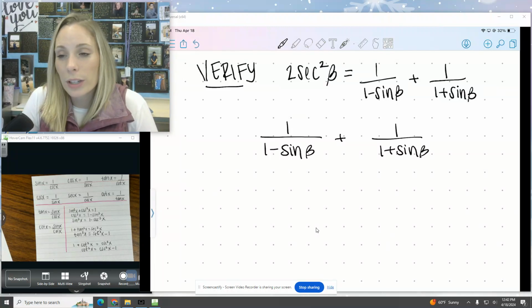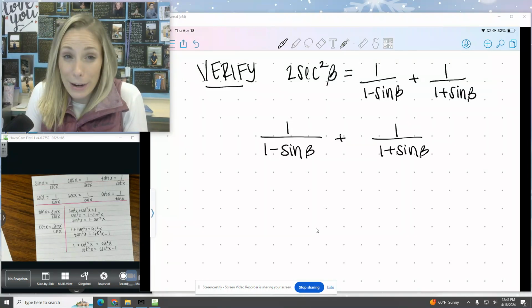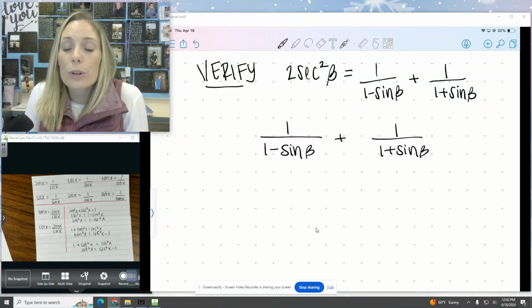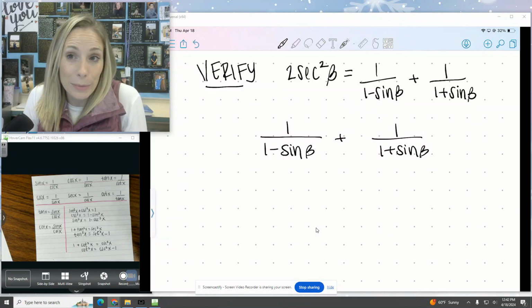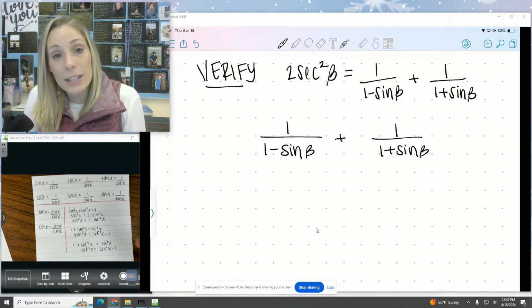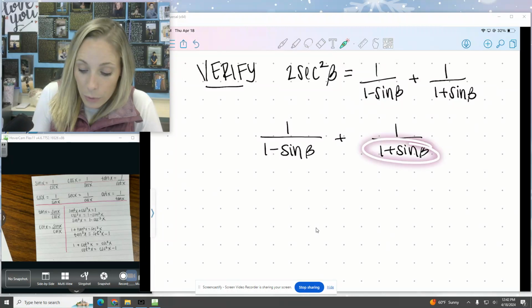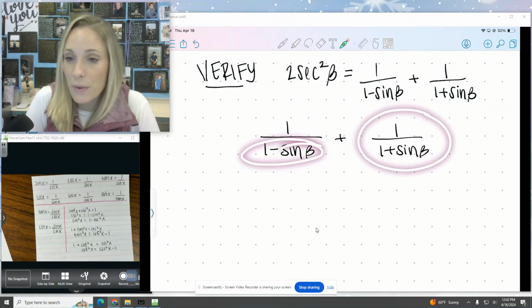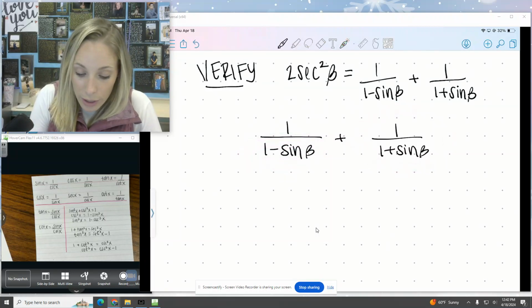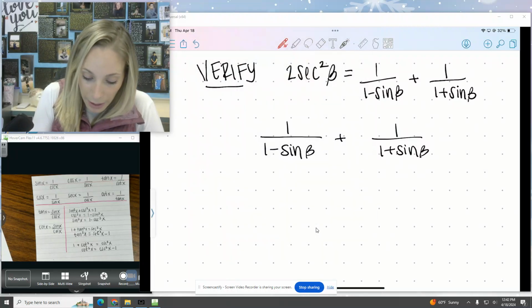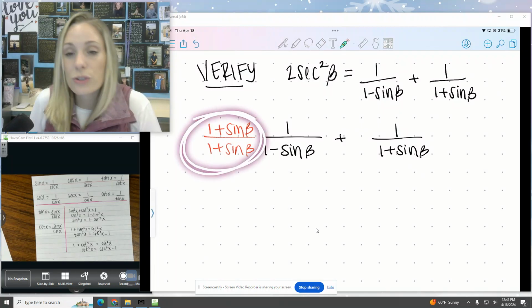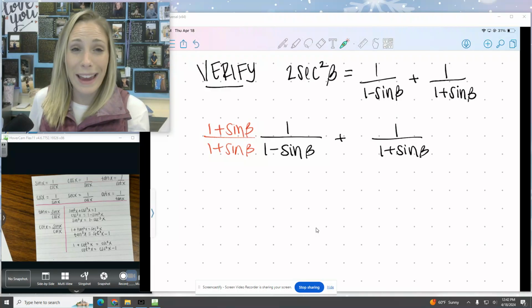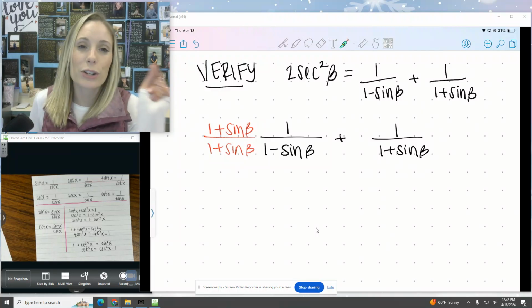So when I am working through this, the first thing I notice is I have fractions that are being added. In order to add fractions, I need to get a common denominator. In a previous video, we talked about the easiest way to get the common denominator is to multiply this denominator to this fraction, and then to multiply this denominator to this fraction. So the way that looks is I'm going to multiply by 1 plus sine of beta over 1 plus sine of beta. I'm allowed to do that because this is just 1, and you can multiply anything by 1 and it keeps the expression equivalent.